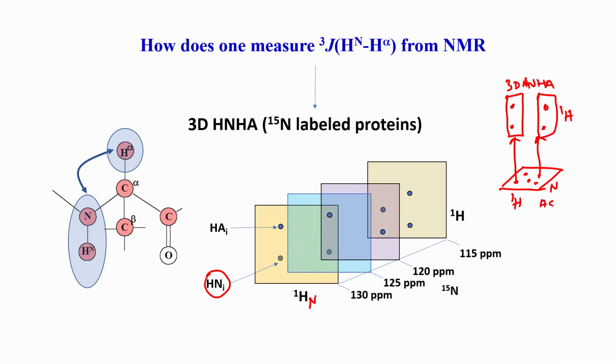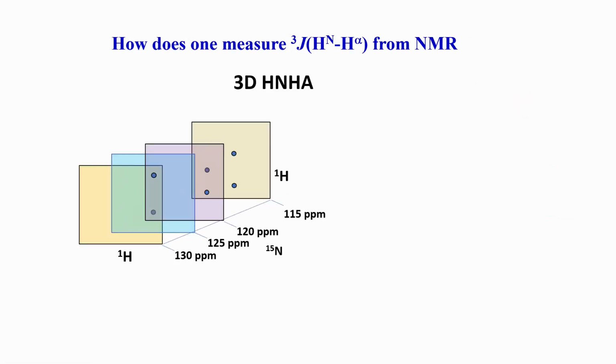In a 3D HNHA, for every peak in the HSQC, in the third dimension I am getting 2 peaks like shown here for a given HN plane. This is one plane, this is another plane, this is a third plane, and there are many planes. In a given plane, for a given residue, I will get it like this. Now, using these 2 peaks, we will see how we calculate the HNHA coupling constant.